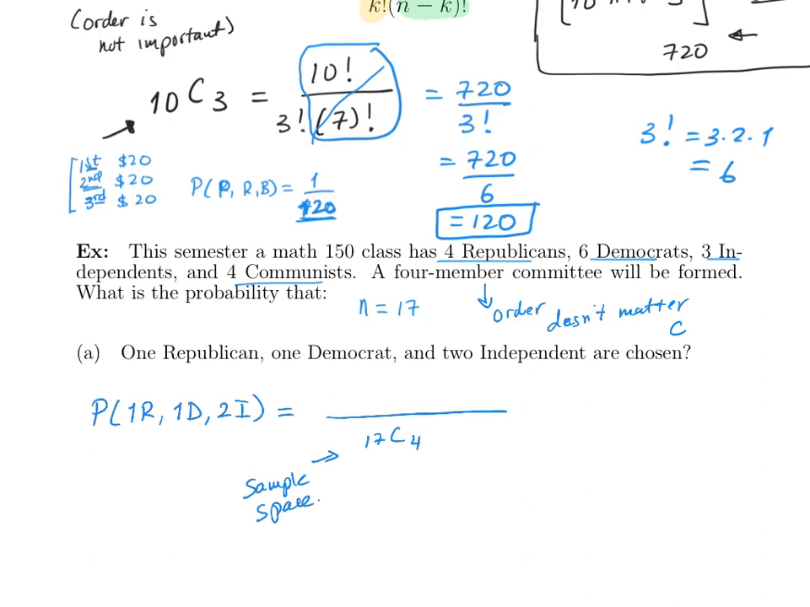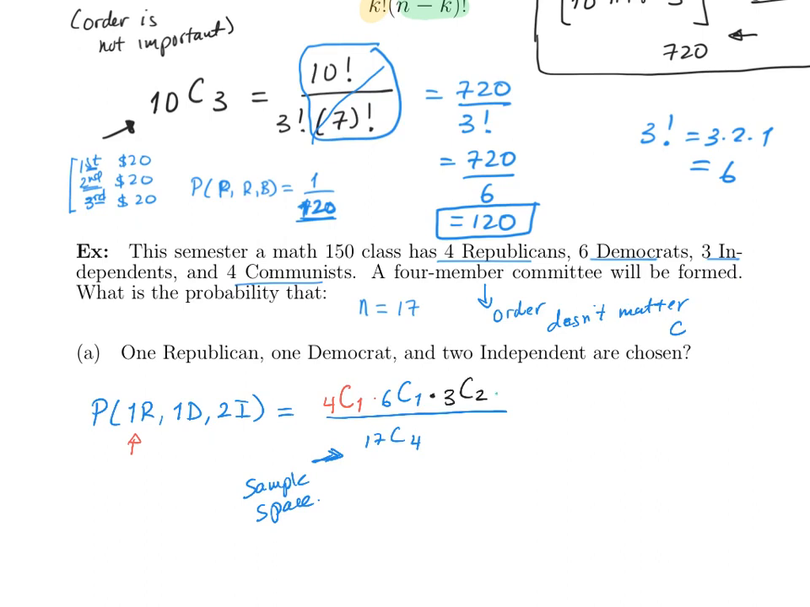No need to do trees anymore. So this will do the whole thing for you. On the top, it says you want to select 1 Republican. Well, how many Republicans do you have? 4. How many do you need? 1. So that's the Republicans. Then Democrats, you have 6, and you also need 1. Well, what about the Independents? You have 3, and you need 2. Notice that the question is not asking you for any communists, but they're still part of the group.